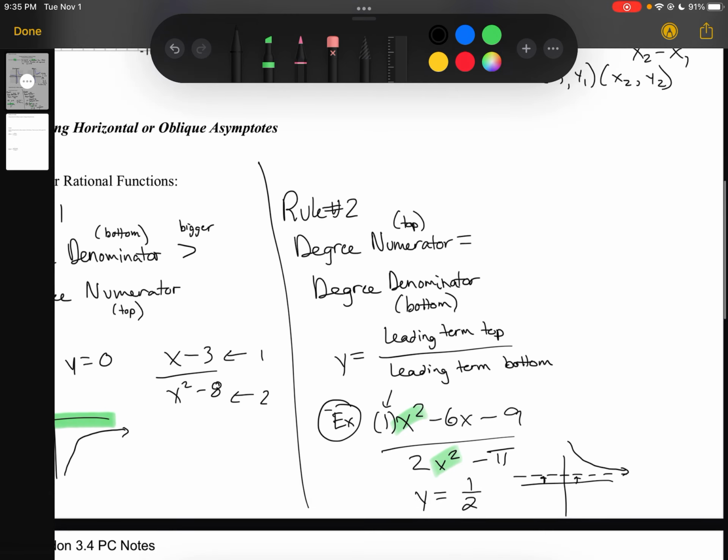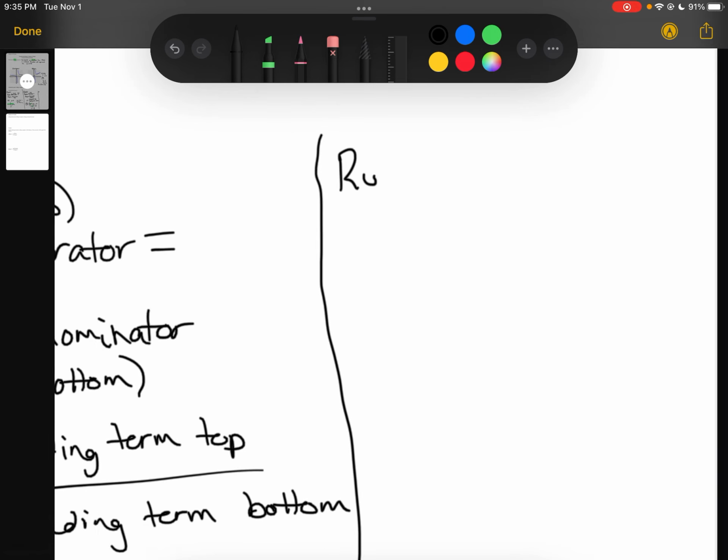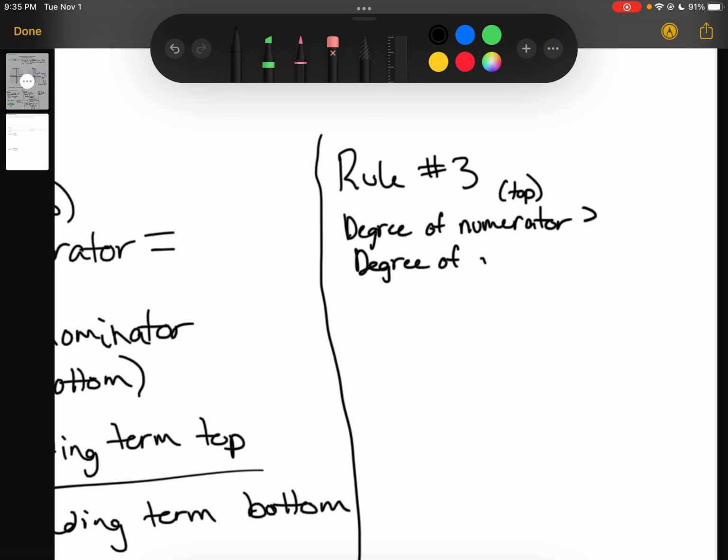All right, so let's move on to our third rule. I'm going to make just a touch of space here. So rule number 3. This is the only case we haven't discussed yet, which is when the degree of the numerator, so the top, is greater than the degree of the denominator, the bottom.